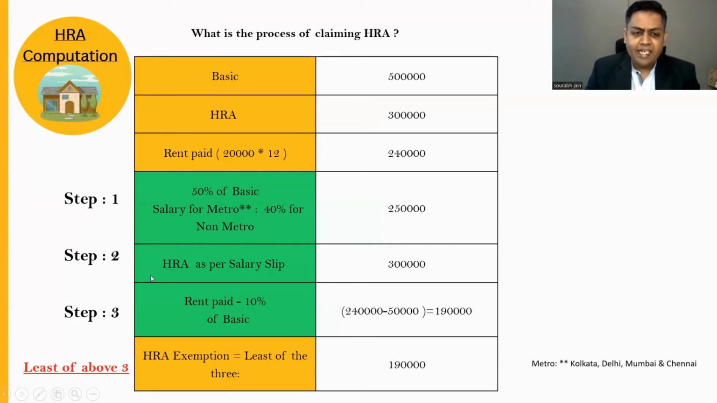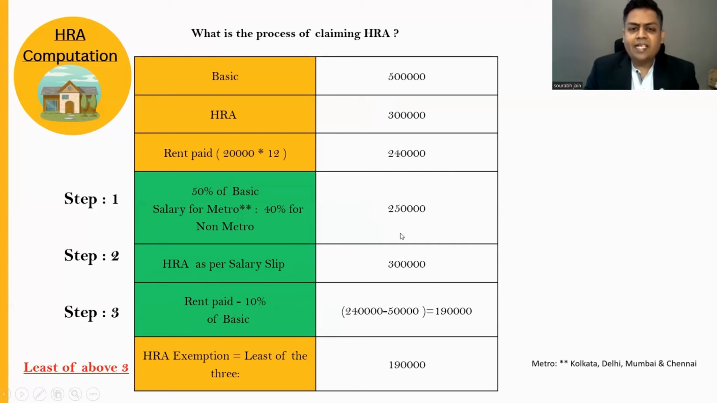What is the second criteria? Just write down HRA as per your salary slip. What all is the HRA in your CTC? Just write it down. And the third step is rent paid minus 10% of basic salary. Assuming you are paying a rent of 20,000 per month, annual comes to 2,40,000, minus 10% of basic salary, which is 5 lakhs. 10% of 5 lakh is 50,000. So if you subtract 50,000 from 2,40,000, it comes to 1.90.